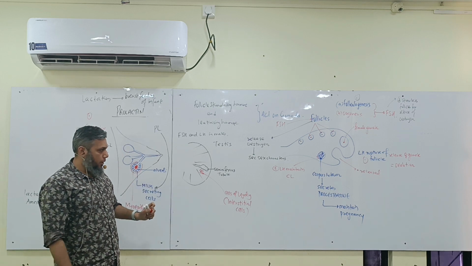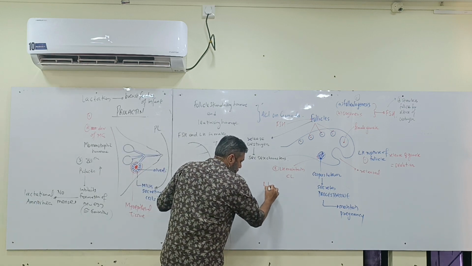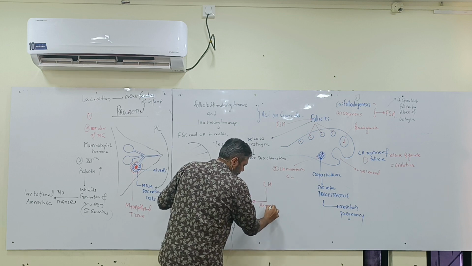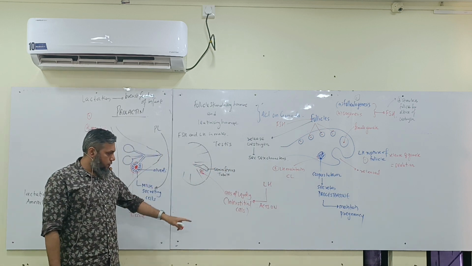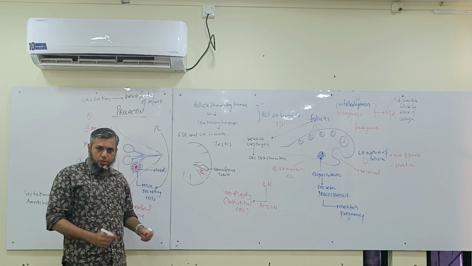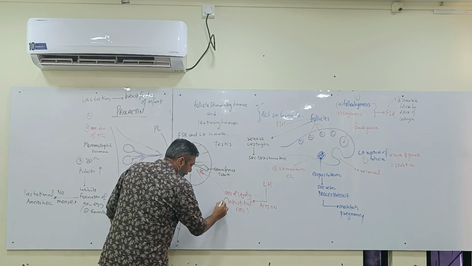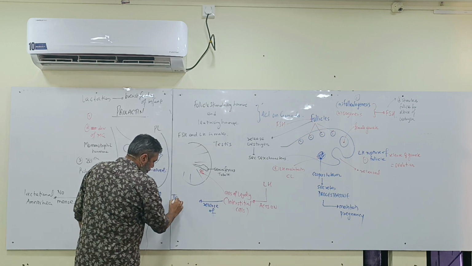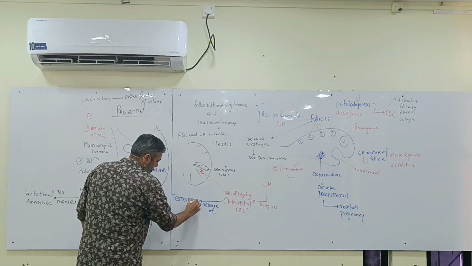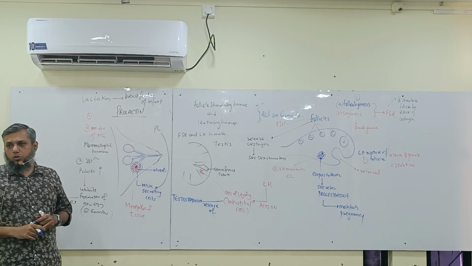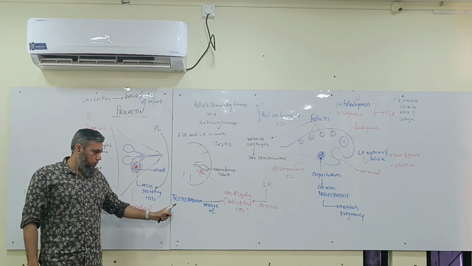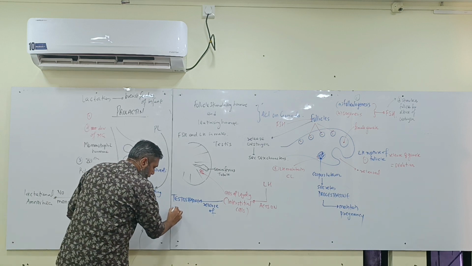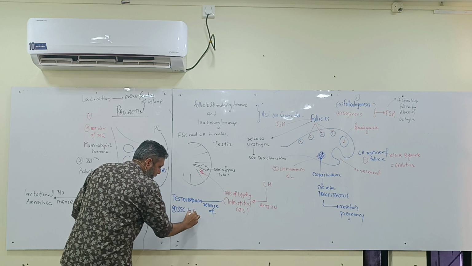Okay. Now, LH. Who is LH? Luteinizing hormone. It acts on whom? Cells of Leydig, that is interstitial cells, and stimulates the release of the hormone testosterone. Which hormone? Testosterone. Got my point? And what is testosterone responsible for? Secondary sexual characters in males.